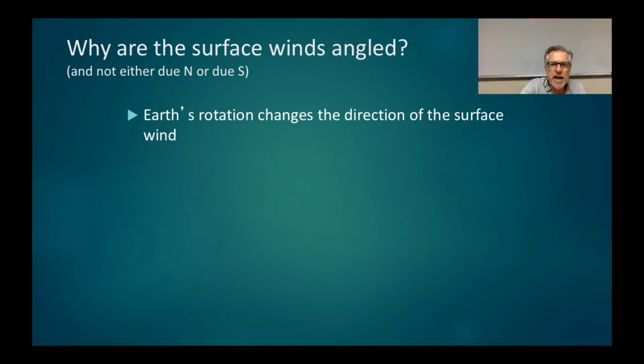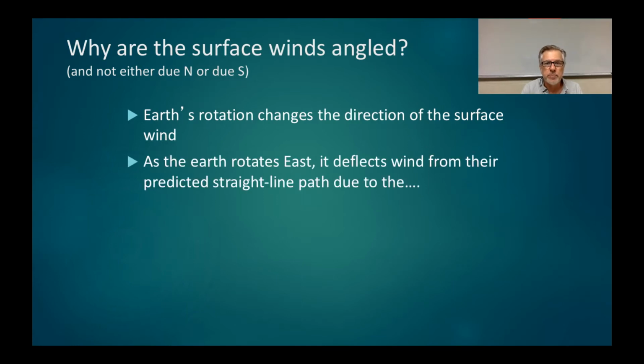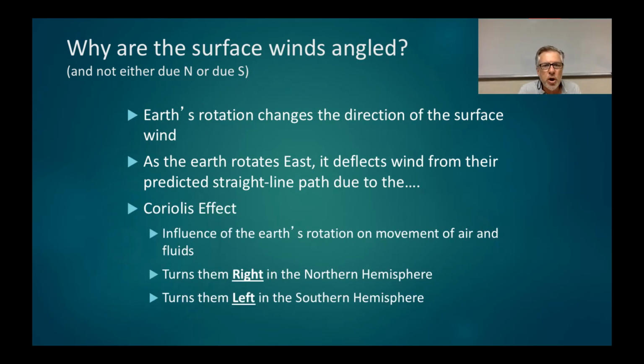It is the Earth's rotation that changes the direction of the wind. The Earth is rotating on its axis, as you know, and that is what changes the direction of the wind. The Earth rotates to the east, and the winds are therefore deflected from their predicted straight line path in the northern hemisphere. In the first cell, the tropical cell, the Hadley cell, the prediction is of a wind that heads south, so a north wind. But instead what we see is northeast winds, because the wind is deflected towards the west and comes out of the northeast. This is due to what's called the Coriolis Effect.